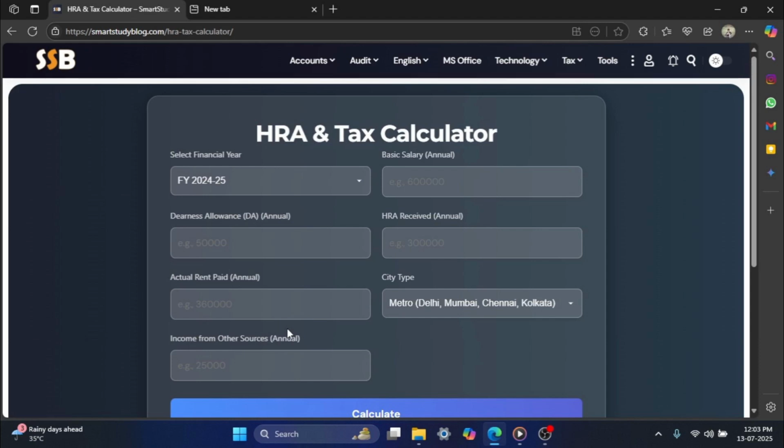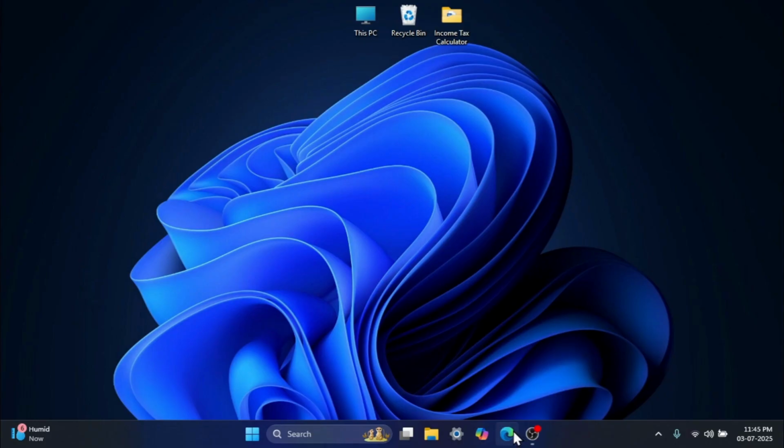Yeah. So our mission today is a deep dive into this online tool, the HRA Allowance and Tax Calculator. It's on smartstudyblog.com. Right. And it's built specifically to simplify understanding that HRA exemption and, crucially, compare your total tax under the old and new tax regimes. Which is key for making informed decisions, obviously. Exactly. So how do people find it?